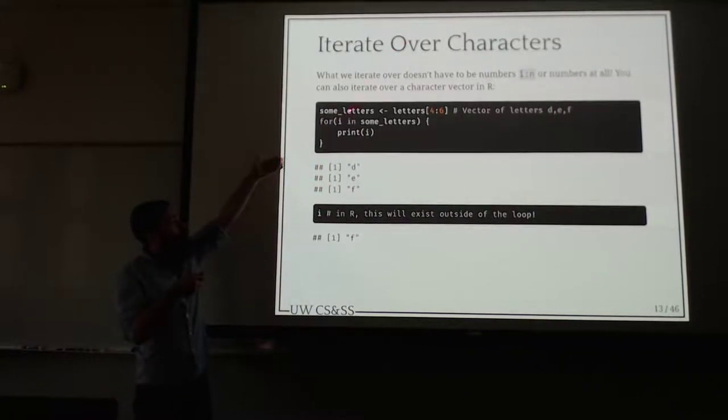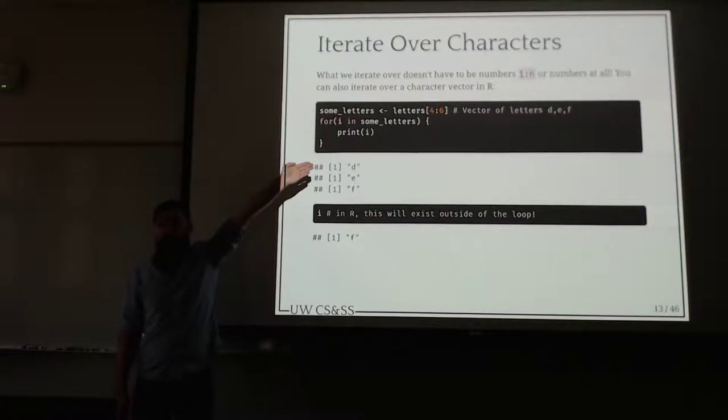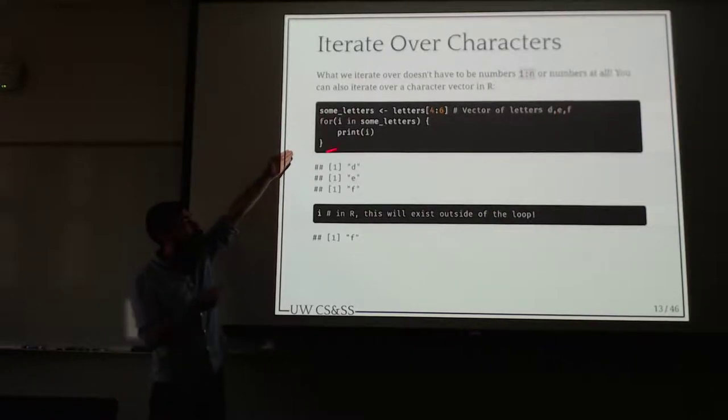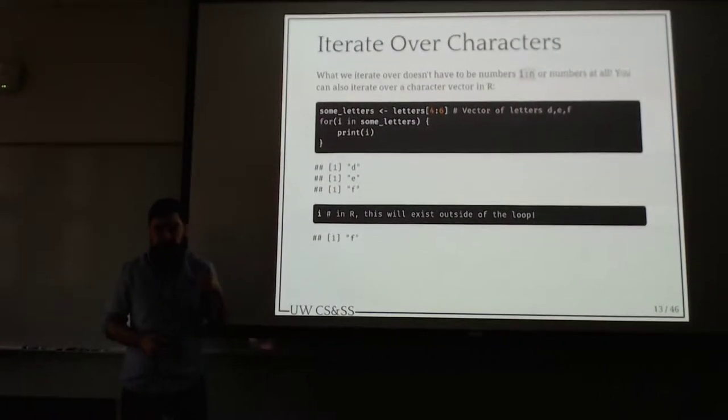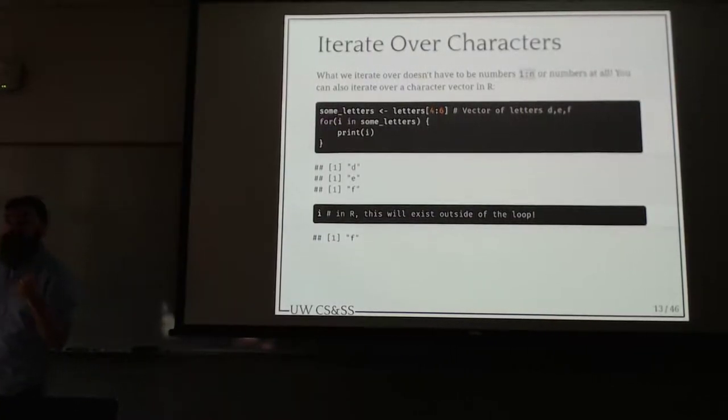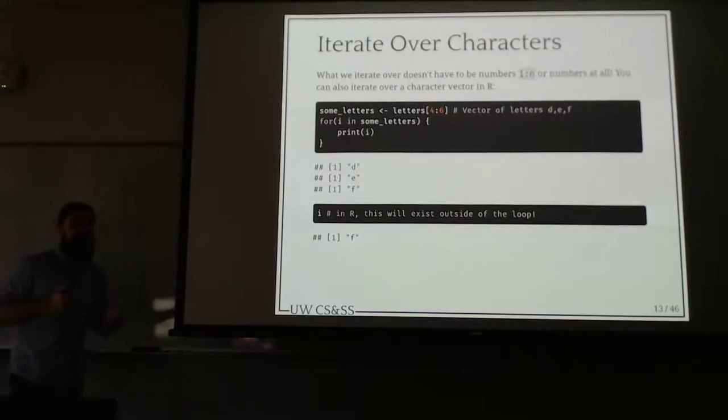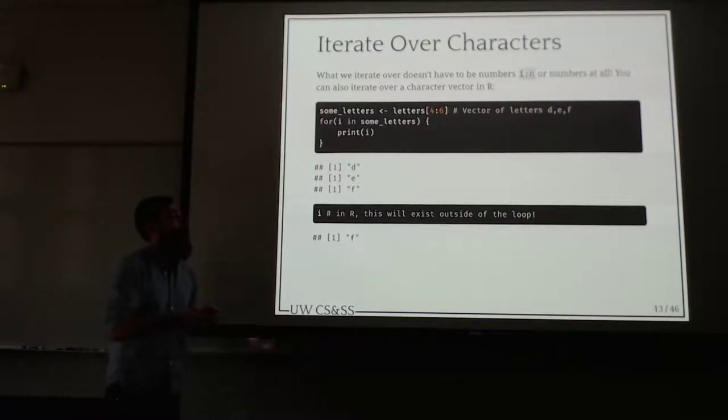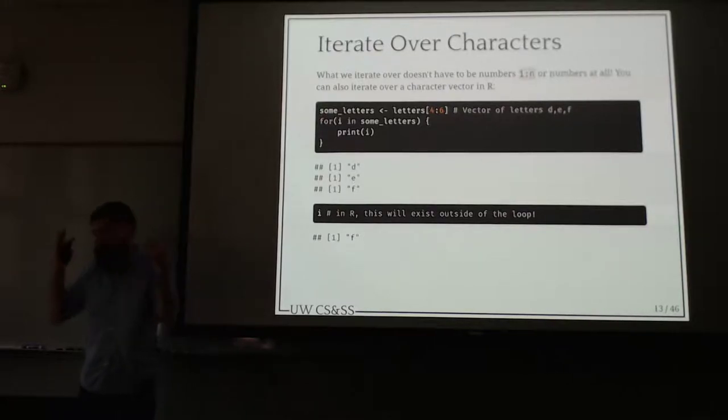So the first iteration of this, I is replaced with the first element of this vector, the letter D. It then prints D. There's nothing else to do, so it goes back and checks for more values. Oh, there's a next value. It's the letter E. Replace I with E, print E. There's another value, F. Replace I with F, print it. Right? It's just running down a character vector. You don't have to give it numbers or anything. We can give it anything. Anything with multiple elements, it will run right down those elements and replace I with whatever element is there.